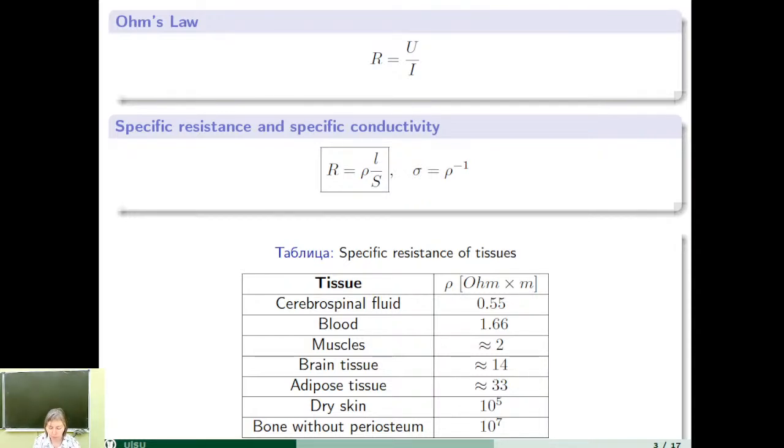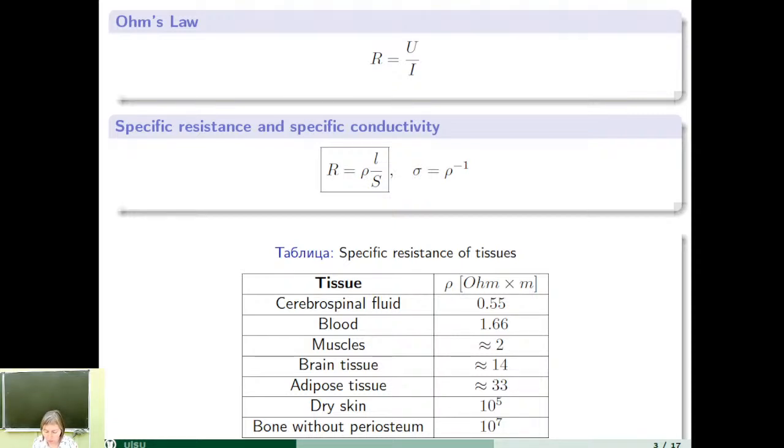Resistance of uniform conductor with unchangeable section is directly proportional to its length L and is inversely proportional to the area of cross section S. And we can see this expression, where rho is a specific resistance.